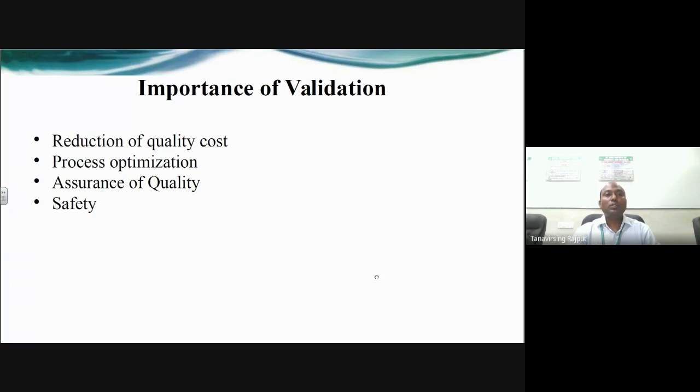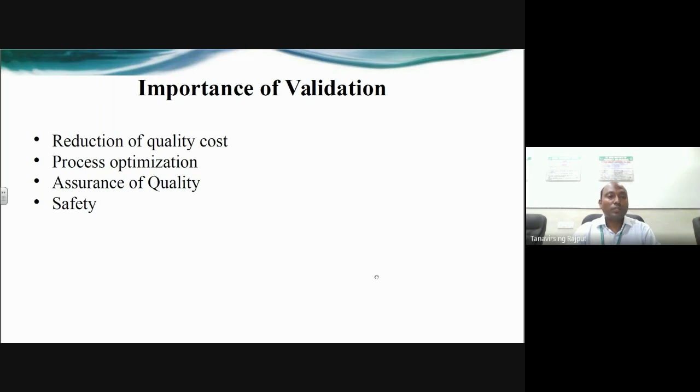Then the second importance of validation is process optimization. It means if we are validating a particular process or analytical method, then we also have to optimize it. As the process is optimized, we save our energy as well as our money. For example, if you set the mixing time for the mixture and that mixing time is optimized, then within that mixing time we are getting proper mixing.